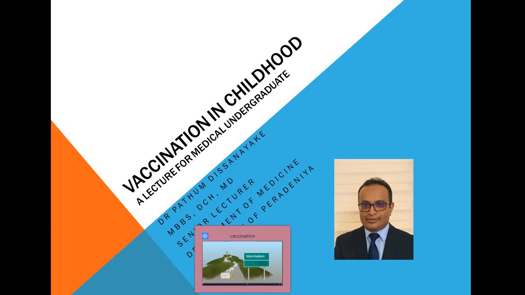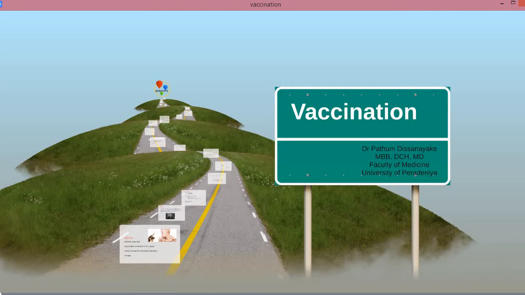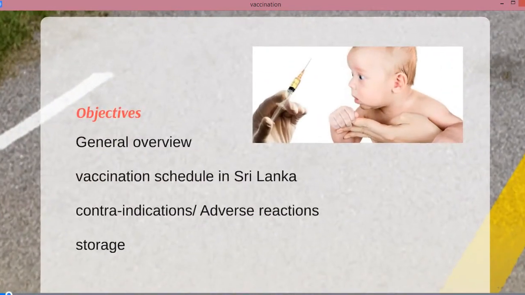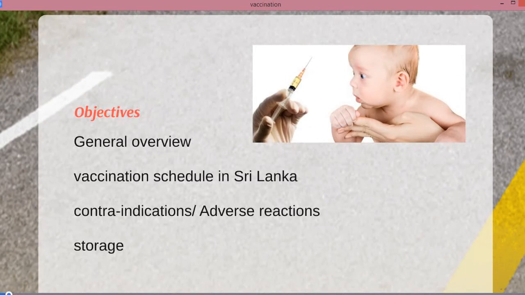So to deliver the lecture, I will first go to my objectives. The objectives are that first we will take a general overview of vaccination. Then we will learn about the vaccination schedule which is available in Sri Lanka, both as part of the extended program of immunization and also outside this program. Then we will learn what the contraindications for vaccination are and what adverse reactions can be seen during the vaccination process. And finally, we will get some information regarding storage of vaccines.